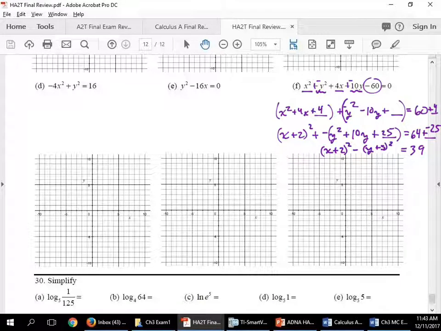Now, it doesn't look like a conic section yet. It's not in standard form. What do I have to do to it? Last thing. I divide both sides by 39. So when I divide this by 39, I'm going to get 1. I divide that by 39, and I divide that by 39. And now I'm onto my graph.